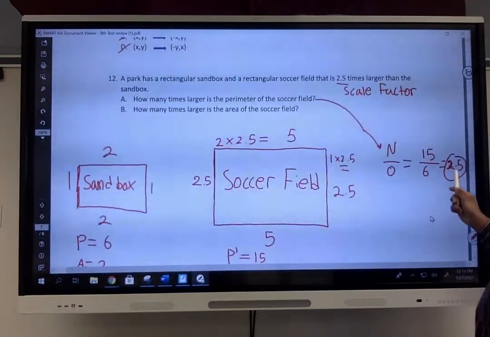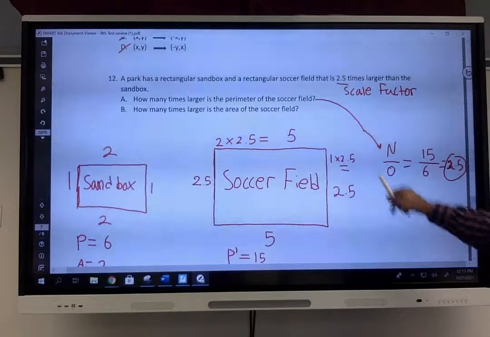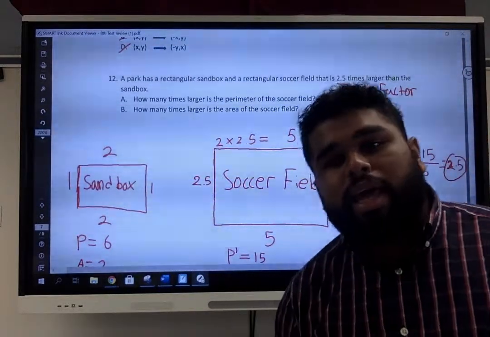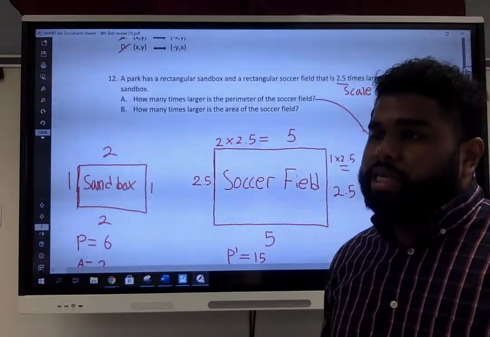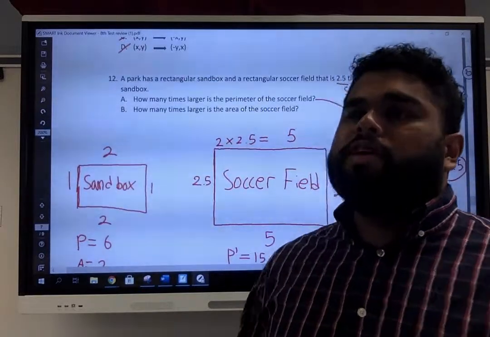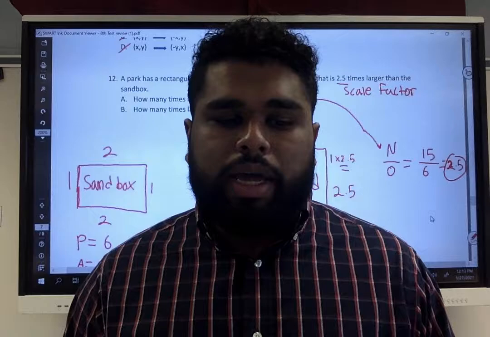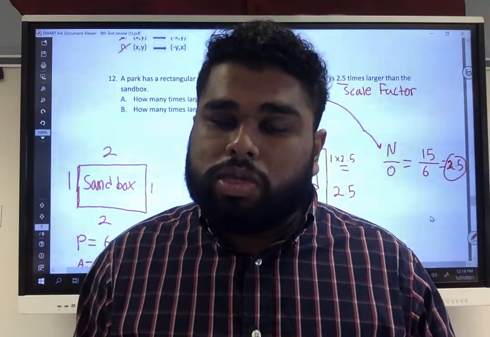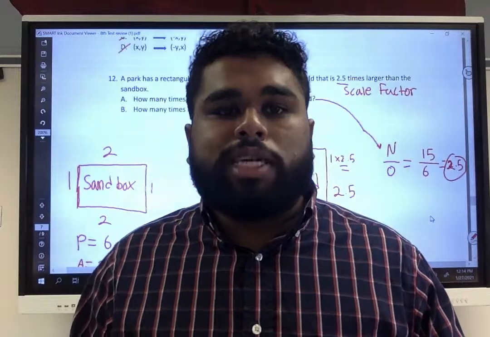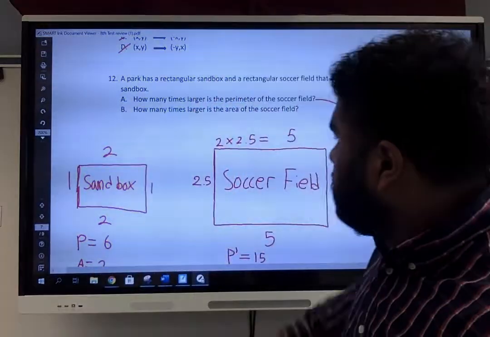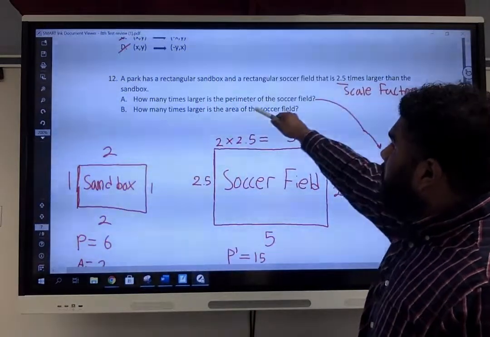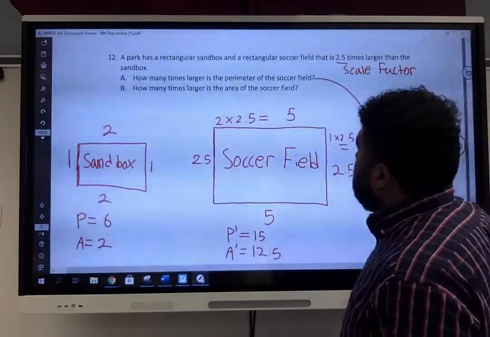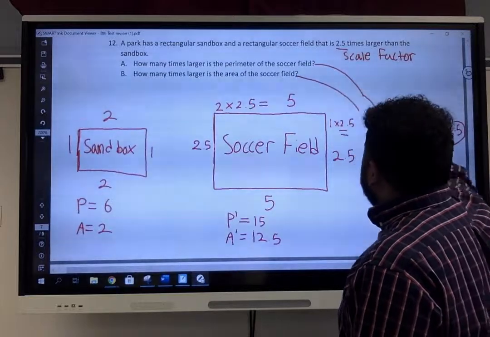Now, what do you notice about this number, 2.5, and the scale factor? They are the exact same. So in a dilation, after you dilate a figure by the scale factor, the perimeter change will be equal to the scale factor. In this case, our scale factor was 2.5, and the perimeter of the soccer field was 2.5 times larger.